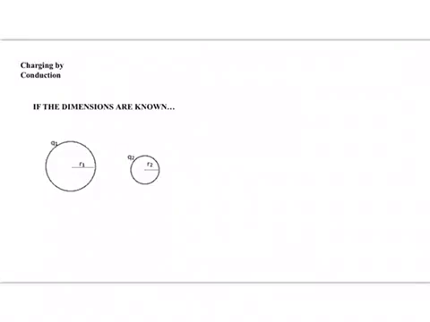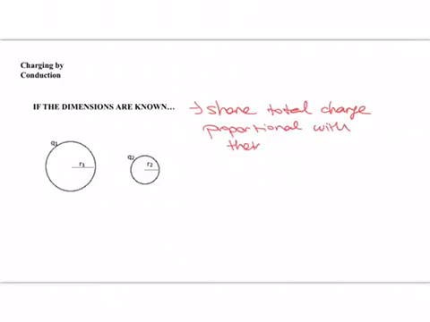If the dimensions are known, then we can say that the objects will share the total charge proportional with their dimensions. So, they share the total charge proportional with their sizes.